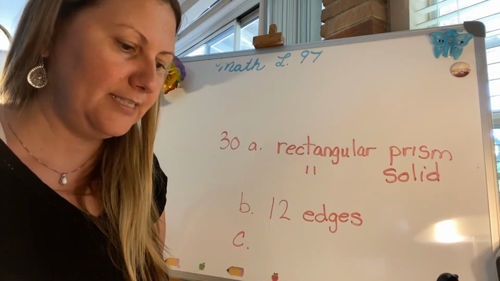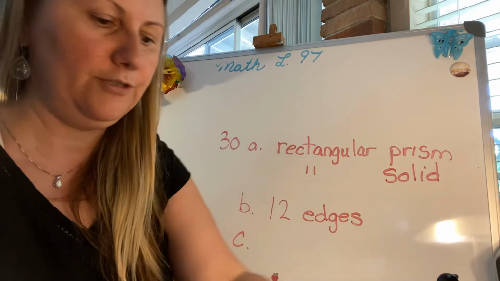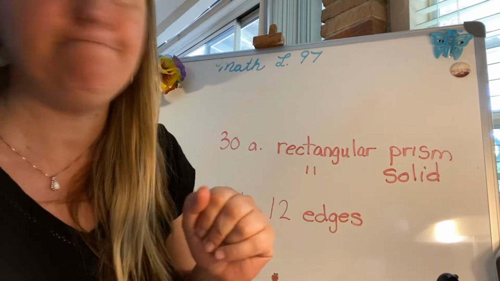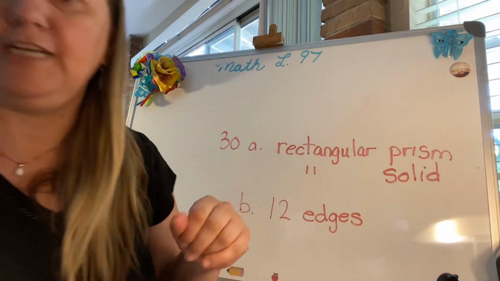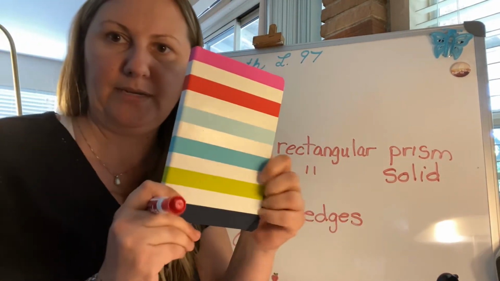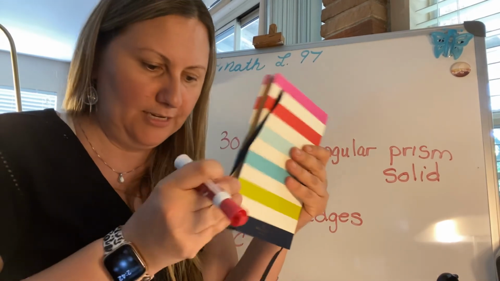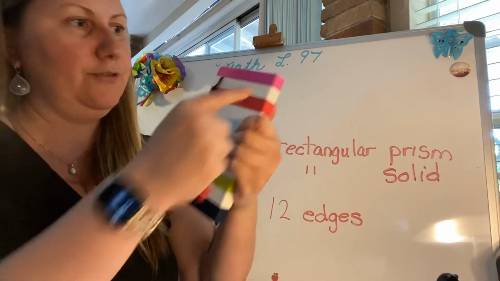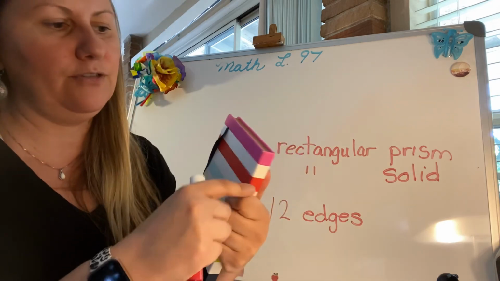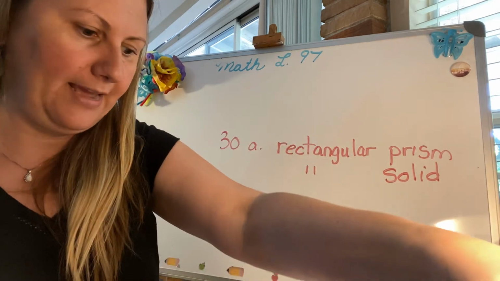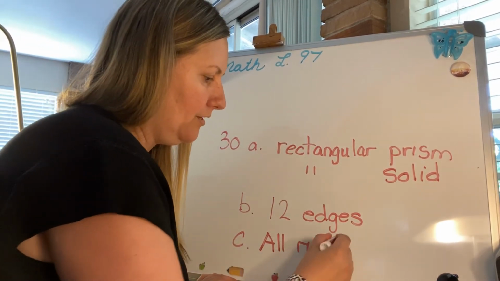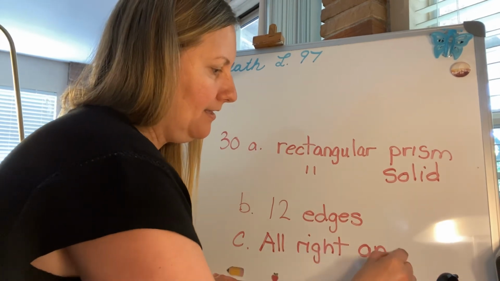Okay, and letter C, it says describe the angles. Well, just like on a cube, if this was a little bit longer, maybe like my little journal over here, if this is kind of the shape of a cereal box, but not quite so tall. So what can we say about the angles? Well, each of the angles is a 90-degree angle, so we can say that they are all right angles, or you could say they are all 90-degree angles.